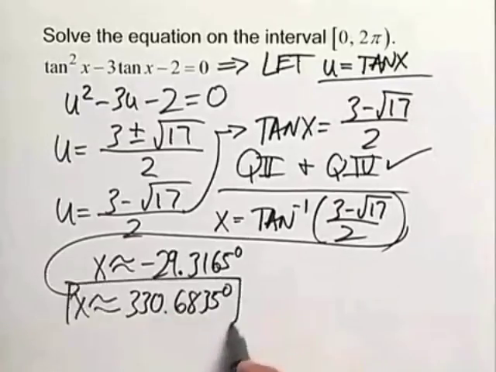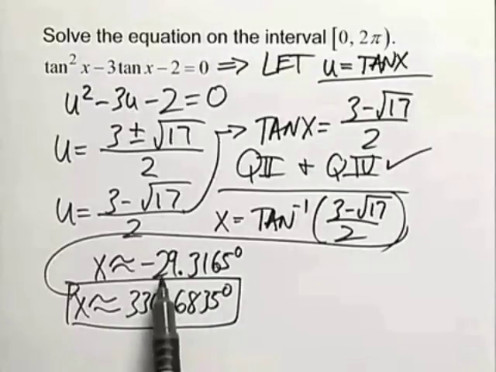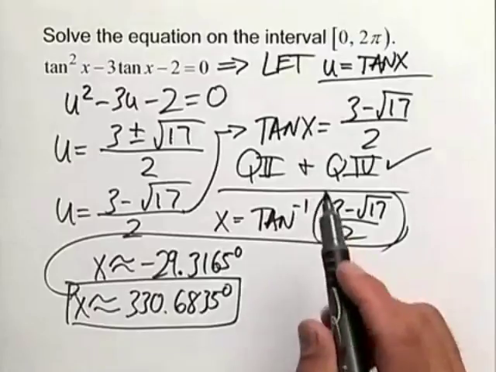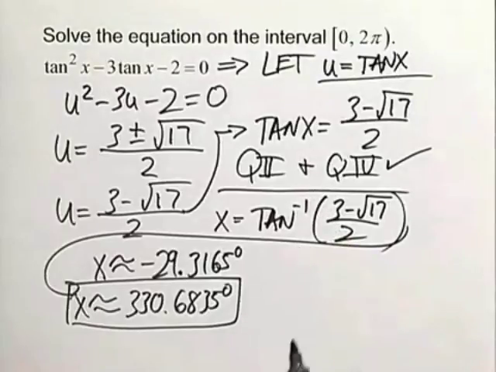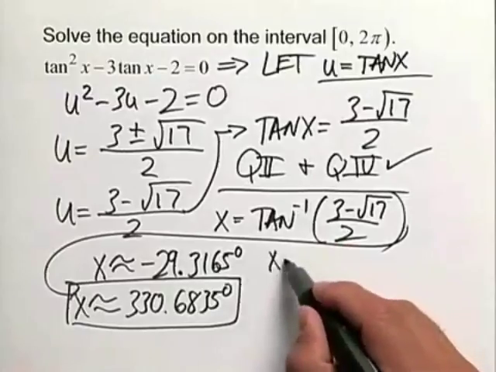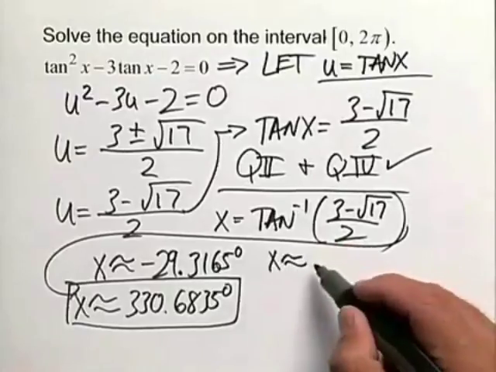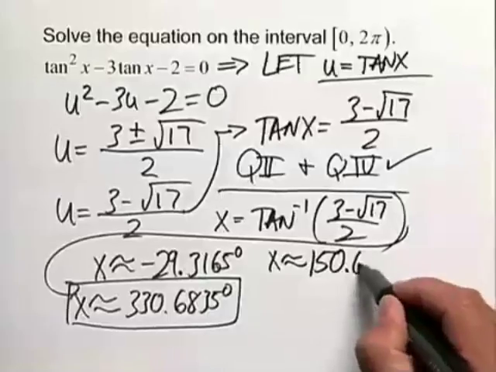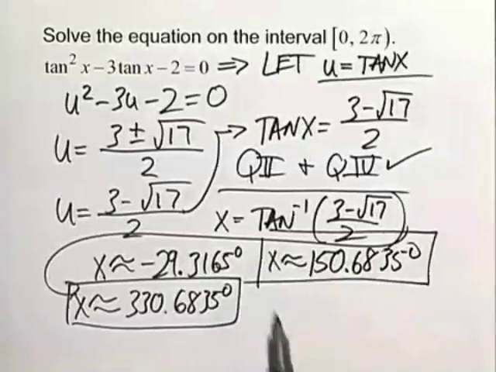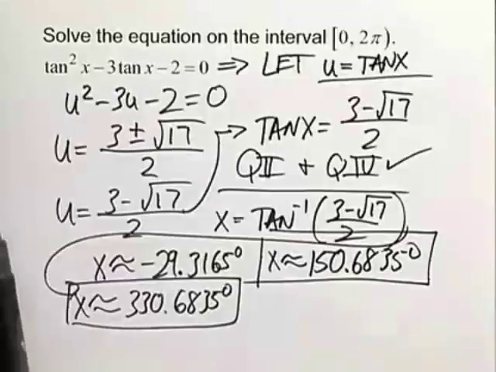We've sort of reversed order here, where we found the solution in quadrant 4 first, and then we're going to find that in quadrant 2. Now we find out that our reference angle is a positive 29.3165. So if we subtract that from 180 in quadrant 2, we obtain an approximate solution there as well of 150.6835 degrees. So those are our two solutions in terms of degrees.